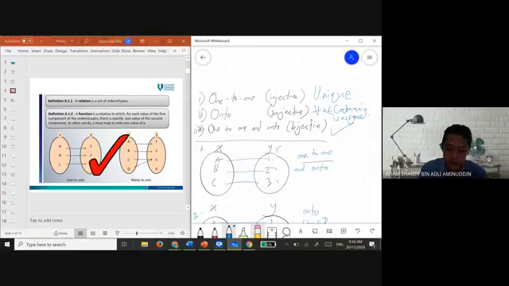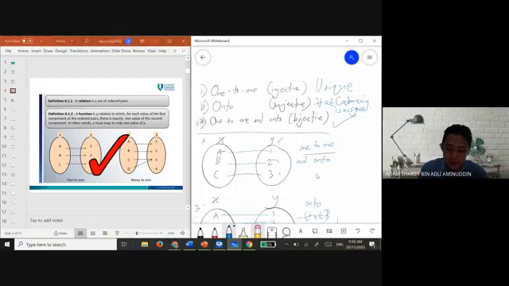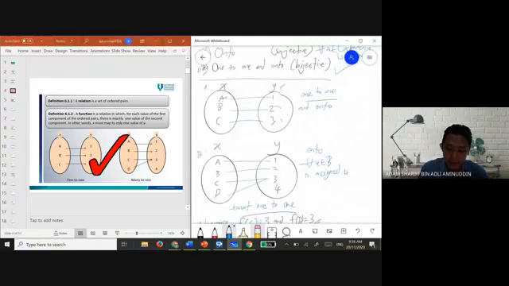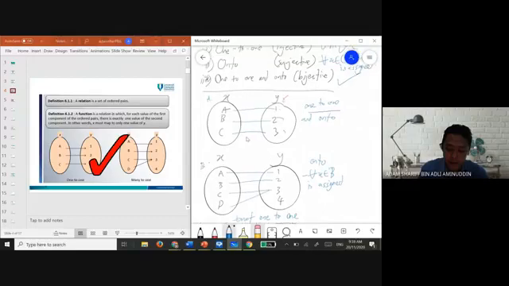So for example A, it is one to one and also onto, therefore it is also bijective. It is neither for the case of B, which is not onto and also not one to one. So it is neither of the three above here.